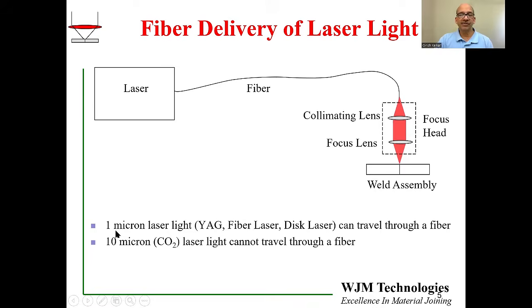There are certain wavelengths of light which can travel through fiber or through air, which includes the 1 micron laser light and lower wavelengths. However, the larger wavelength, the 10 microns, cannot travel through a fiber and can only be transported through air.